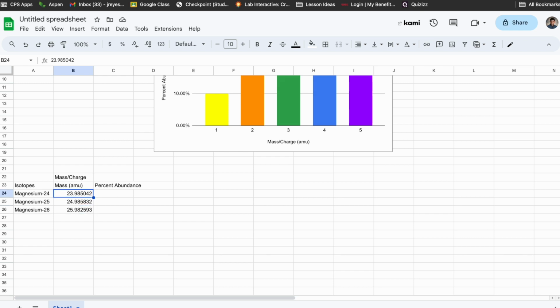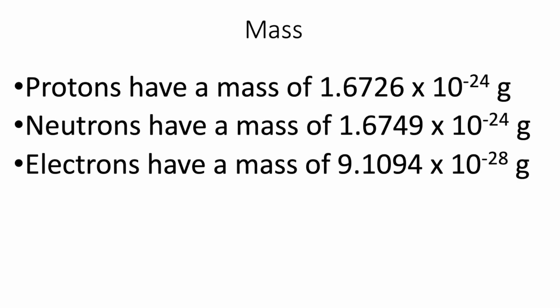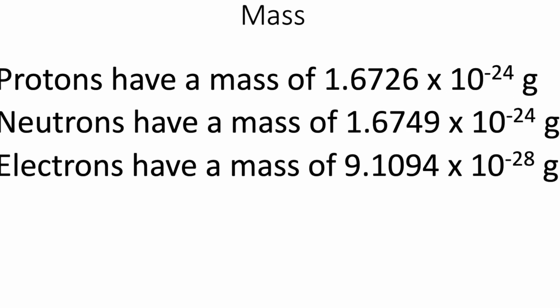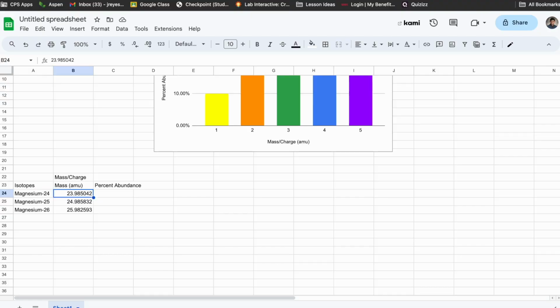Remember, the mass comes from the number of protons and neutrons. But because neutrons weigh just slightly more than a proton does, it has just slightly more mass, then these numbers are not exactly 24, 25, 26. But they're pretty close. And then we have our percent abundances. So again, I'm going to write in the decimal.